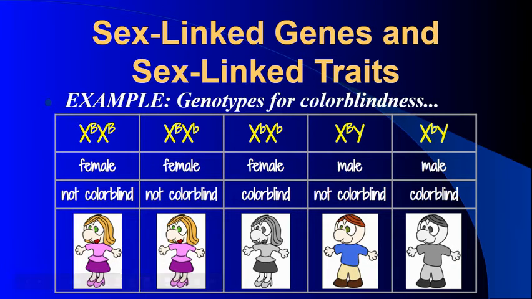So here is an example of how we would write genotypes for color blindness. And for each of these genotypes, you can see what gender the individual would be and what trait they would end up having.